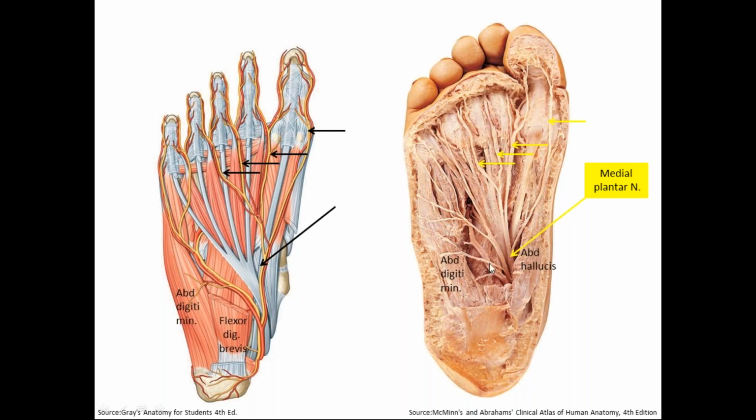Now, if you look at all these branches, their trunk is deeper to the abductor hallucis. So we can see some branches over there. They all are coming from the lateral plantar nerve, and they are showing the different branches which are coming from this lateral plantar nerve. So first, by identifying these three muscles, we can differentiate the branches of medial and lateral plantar nerve. Then after reflecting the flexor digitorum brevis, we can identify the main trunk of the lateral plantar nerve.